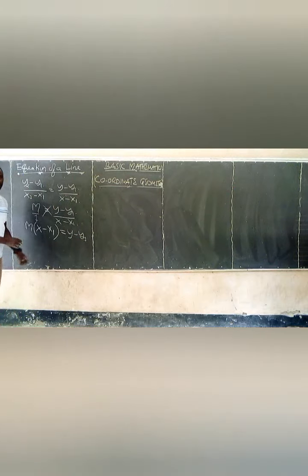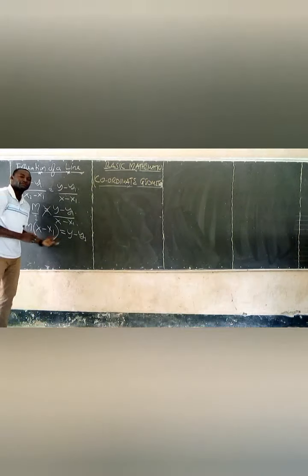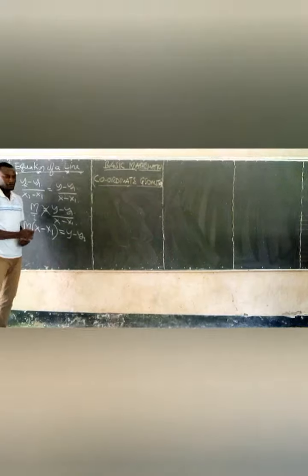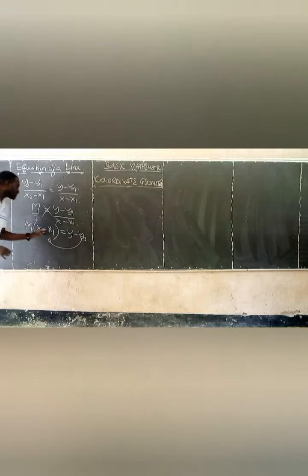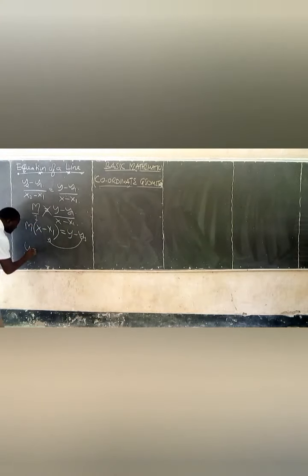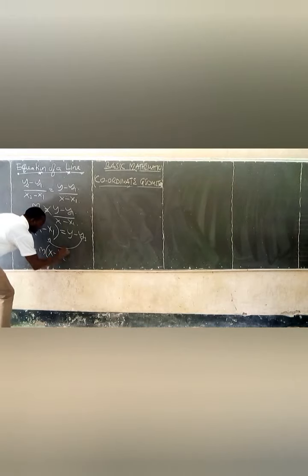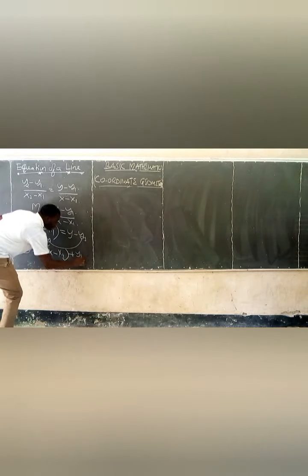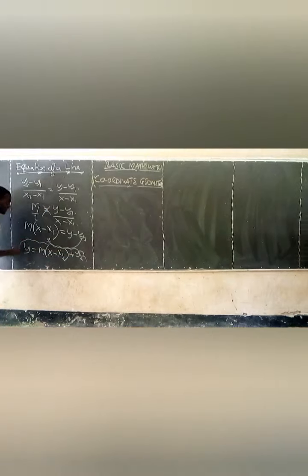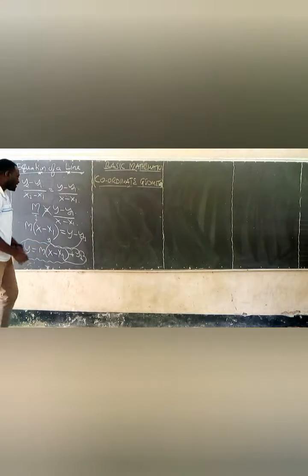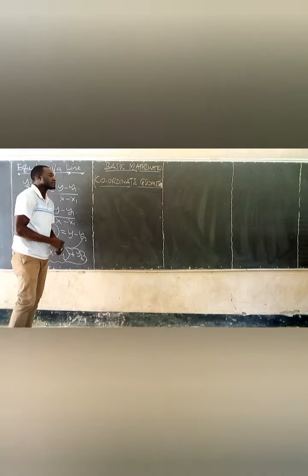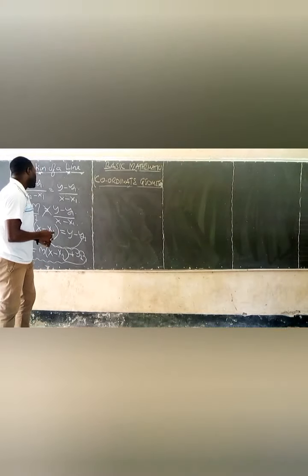But remember that our equation of the line starts with the value of y only. So we shift this y1 to this side. Once we shift y1, we get y equal to m times (x minus x1), then plus y1. This is another formula for determining the equation of the line. Apart from that, let us see different questions concerning the equation of the line.